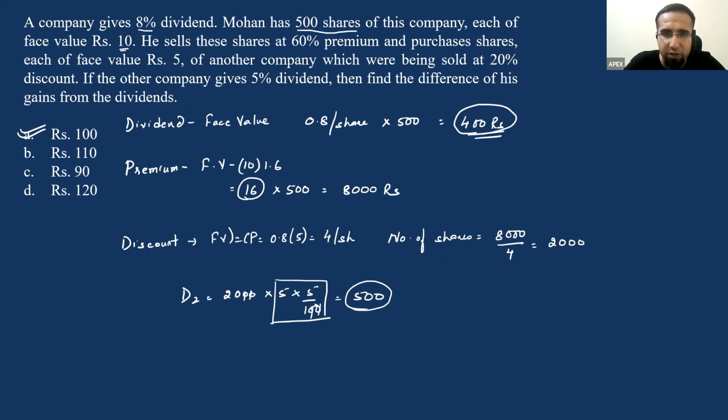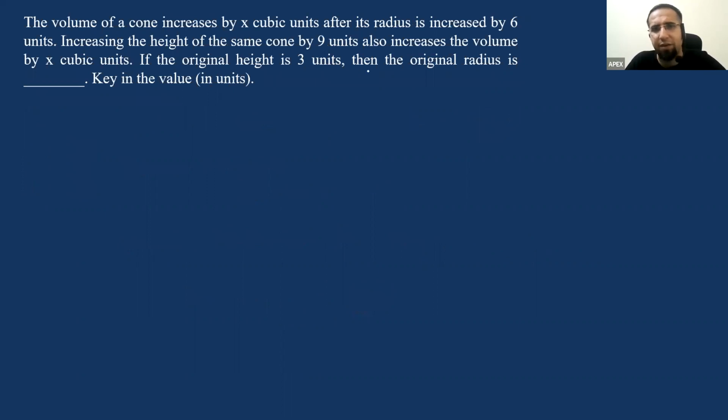So then you can leave this question and move forward to the next question. Now, this is a very interesting, very simple question, which is talking about the volume of a cone. So just to revise, what is the volume of a cone? The volume of the cone is equal to 1 by 3 into pi into r square into h.